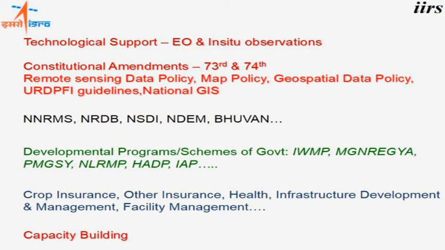Or there are different programs like NNRMS or NRDB, NSDI, or Disaster Emergency Management, the National Database for Emergency Management, or BHUVAN. But then the developmental programs are the ones that actually take the data. When we talk about the watershed program or rural employment guarantee scheme, Pradhan Mantri Gram Sadak Yojana or NLRMP, the Land Records Modernization Program, and Hill Area Development Programs, etc. But another part that needs more emphasis today is crop insurance, other insurance, or facility management, what we call automated mapping and facility management, AMFM.